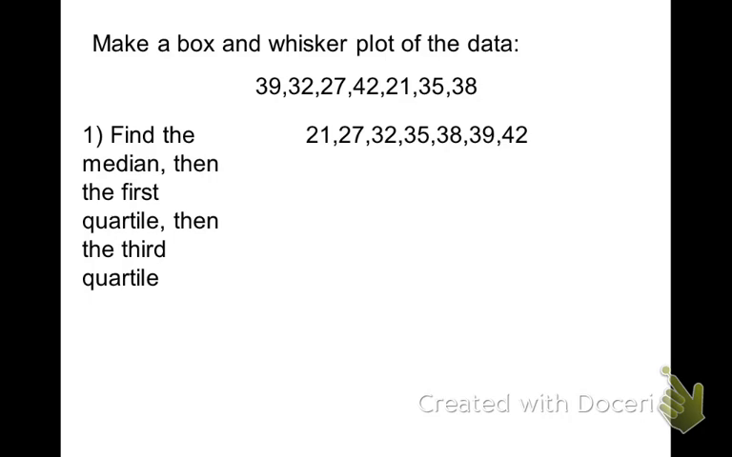Now, how many pieces of data are there here? 1, 2, 3, 4, 5, 6, 7. Nice. There's 7 pieces of data, which means we do have a middle number. The middle number is 35. That's the median.